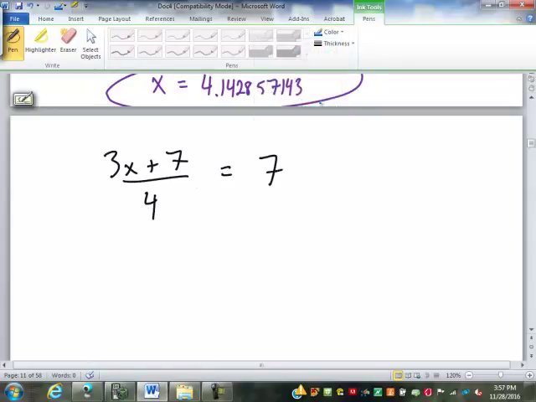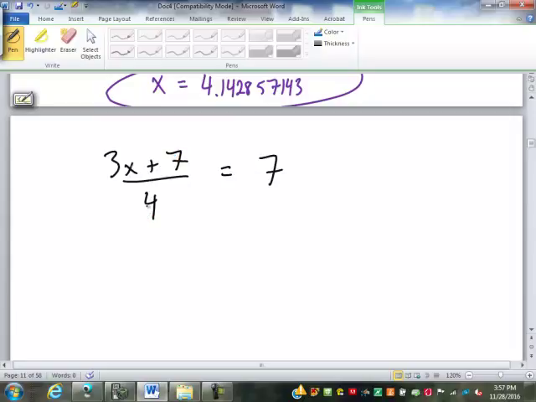How about here? 3x plus 7 over 4. All that's happened here is another thing has been done to the variable. The order of operations is you have to do everything on top first. So x has been multiplied by 3, then 7 has been added to it. Then after that was done, the whole thing was divided by 4.